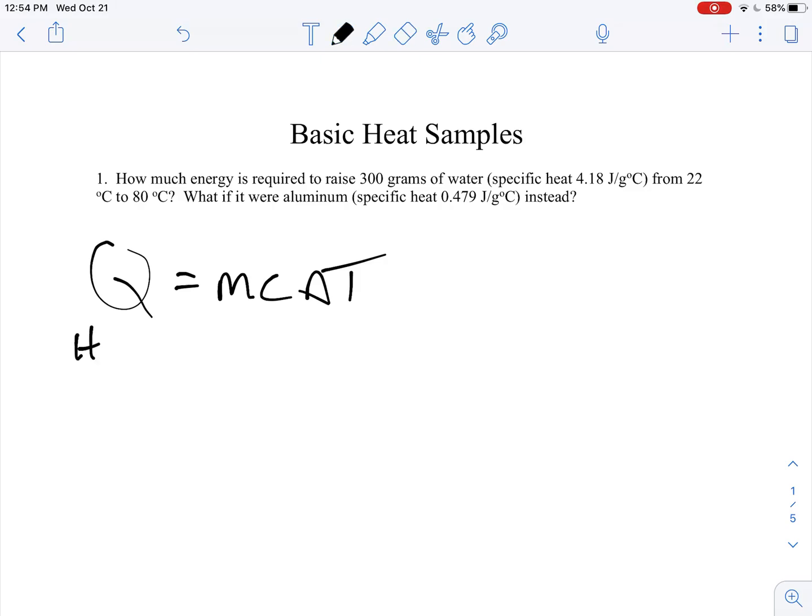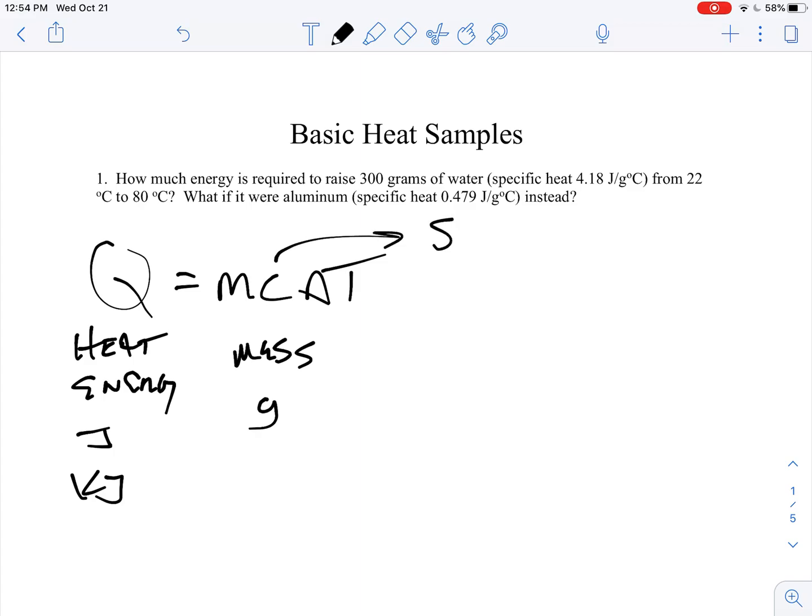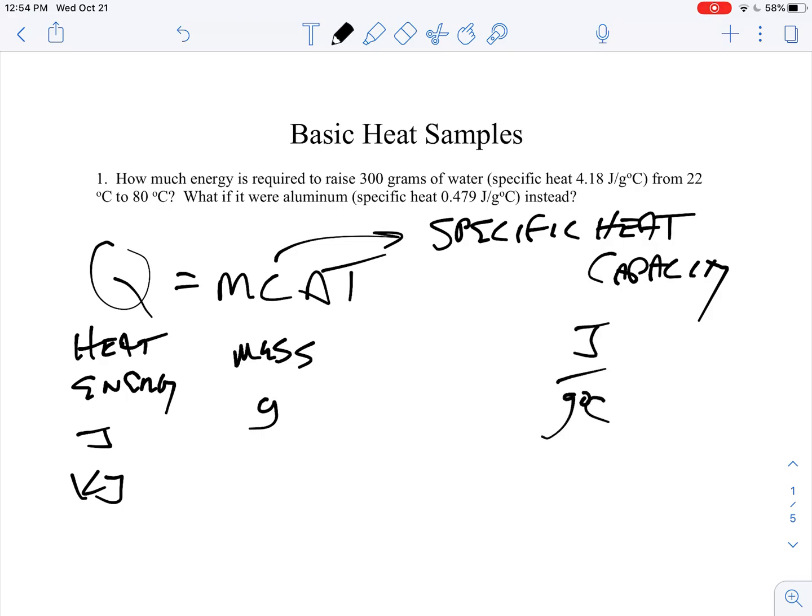Obviously, Q here is our heat or our energy, and it's usually in joules or kilojoules. M is our mass, usually in grams. C is the specific heat capacity, sometimes just called the heat capacity, but it's usually called the specific heat capacity. It's usually in joules per gram degree Celsius, but they might list it as joules per gram Kelvin.